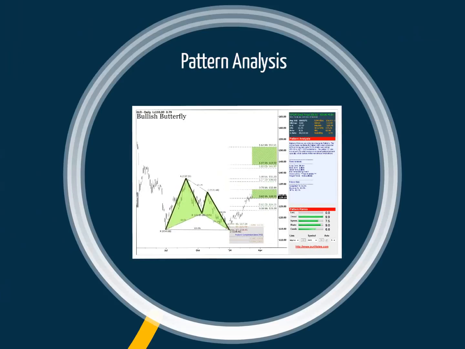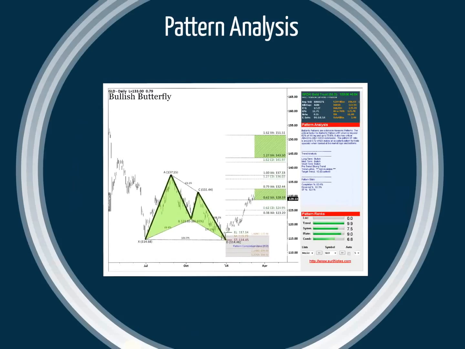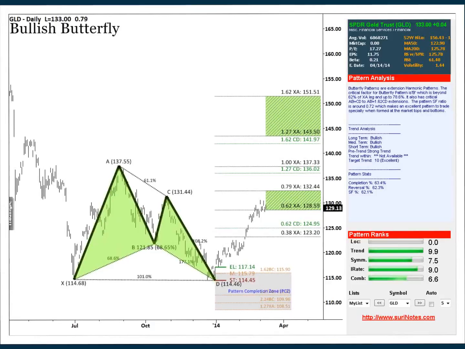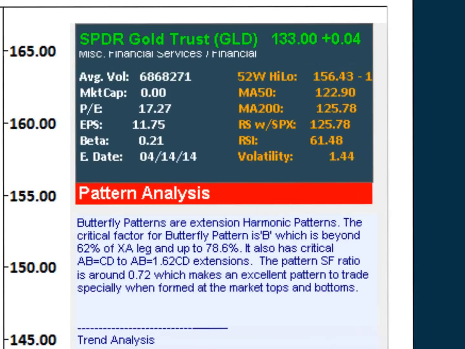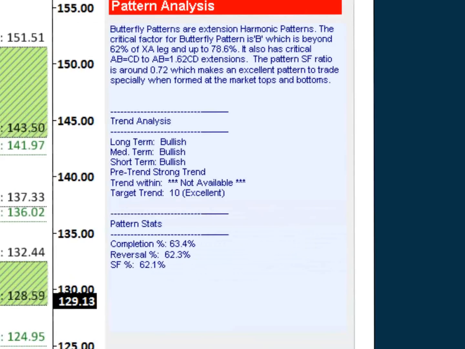So all of it I put together into my framework of testing the pattern. Once I detect this pattern, it automatically pulls up its stats, and then it says these are the fundamentals of the pattern, and next it talks about the pattern analysis. Pattern analysis is generic analysis, but it also looks at the trend analysis and tells you what the long, medium and short term trends are, and what its target trend may be. So it ranks it between 1 to 10, and then shows the general pattern statistics historically. It says this particular pattern completes about 63% of the time. It also reverses about 62%, giving the success and failure ratios.